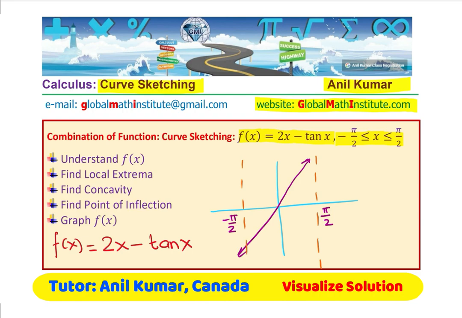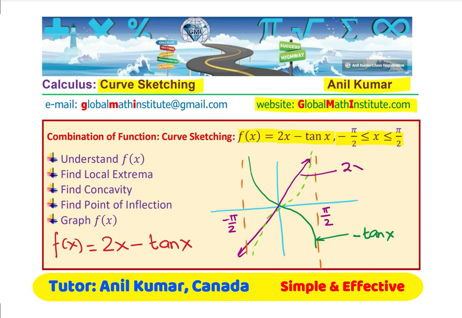Minus of tan x. Well, generally, if you draw tan x, it will be kind of like this, right? Now, since we are given minus of tan x, it is going to be reflected on the x-axis and the graph is going to be kind of like this. So that is minus tan x for us. And the first one which we have drawn here is 2x for us. So now it is basically addition of these two.